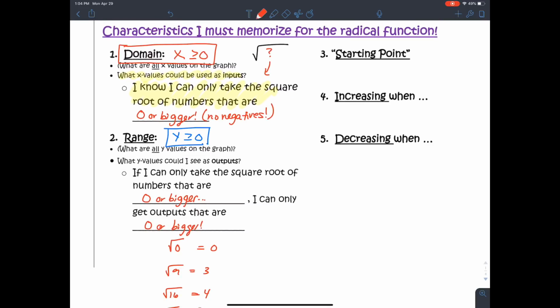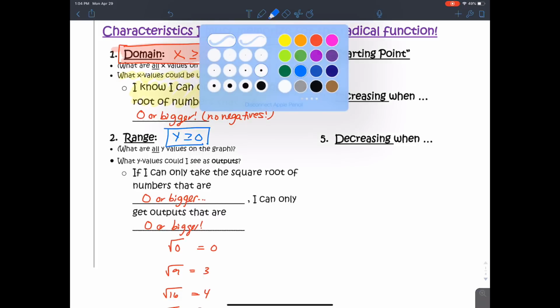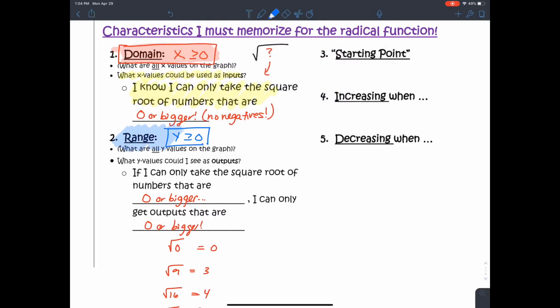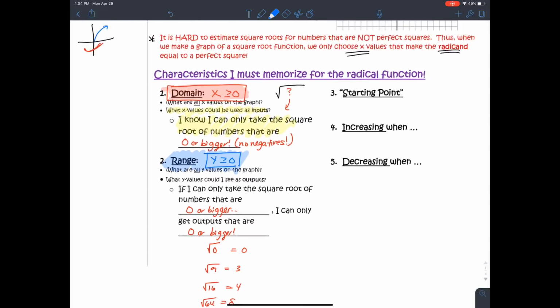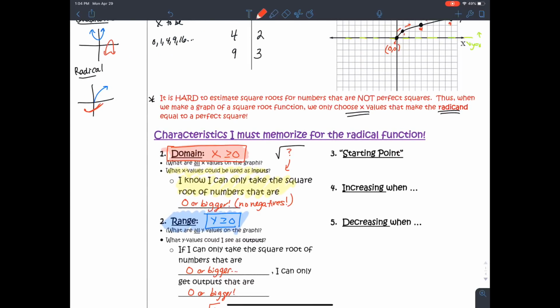So those are two facts you need to have memorized about your parent function. You need to know the domain of the radical function is all the numbers that are 0 or bigger for the x values, and the range, the outputs, are all 0 or bigger. And when we're talking about the graph, we want to know the starting point of that graph. The starting point is what I labeled as (0, 0). We're just going to call that the starting point for our language. So the starting point is at (0, 0).